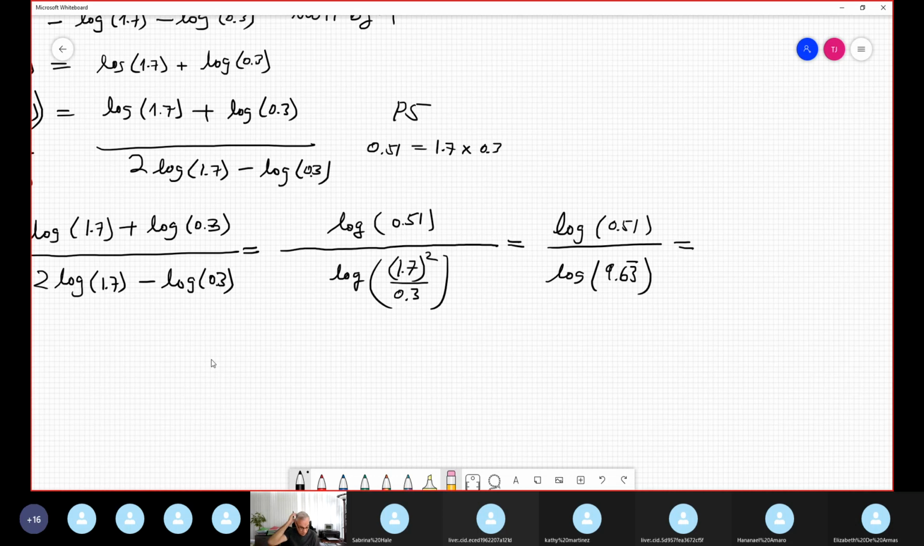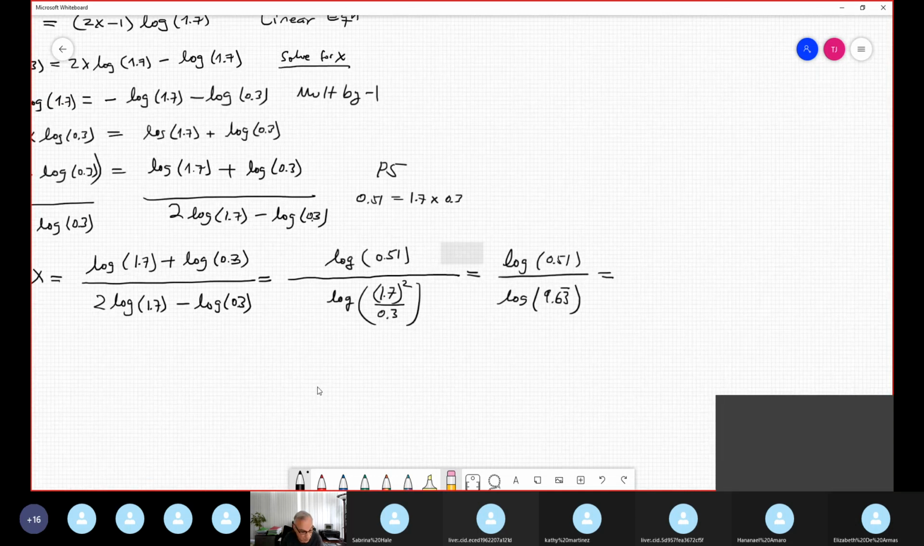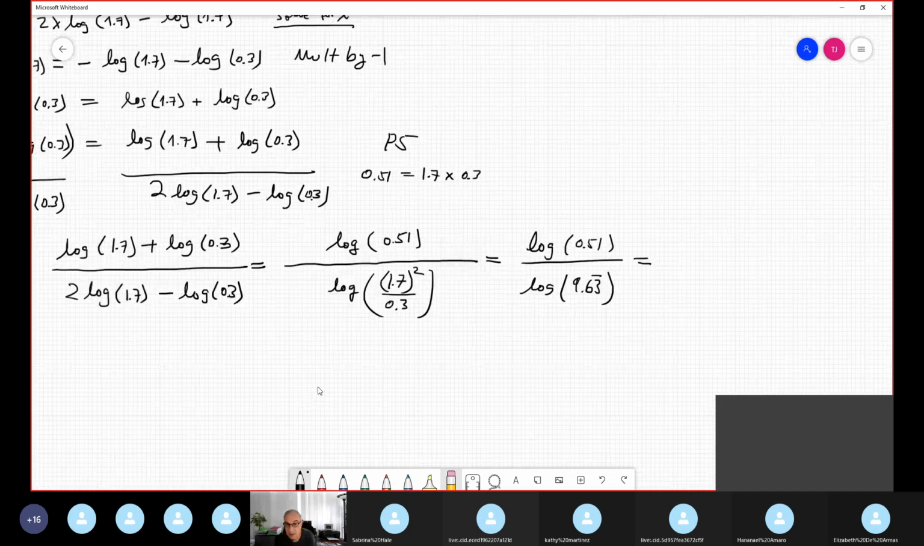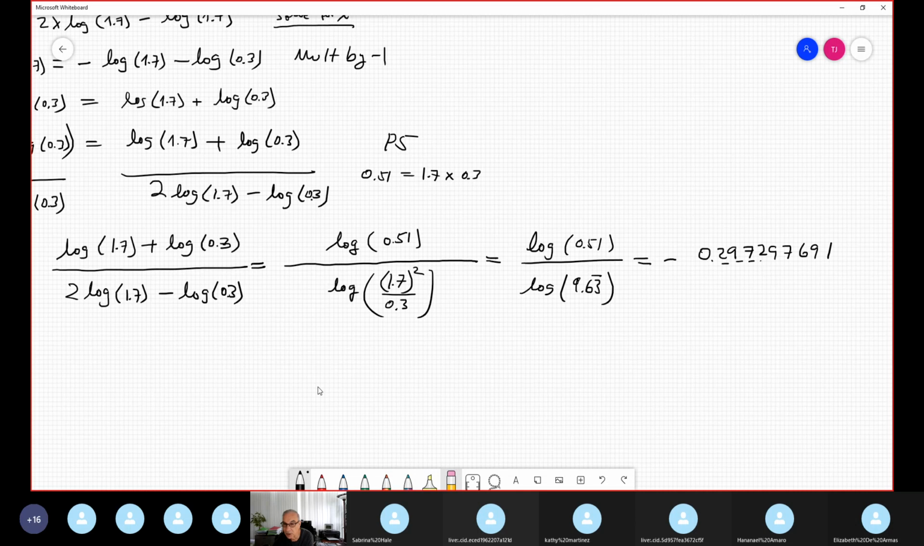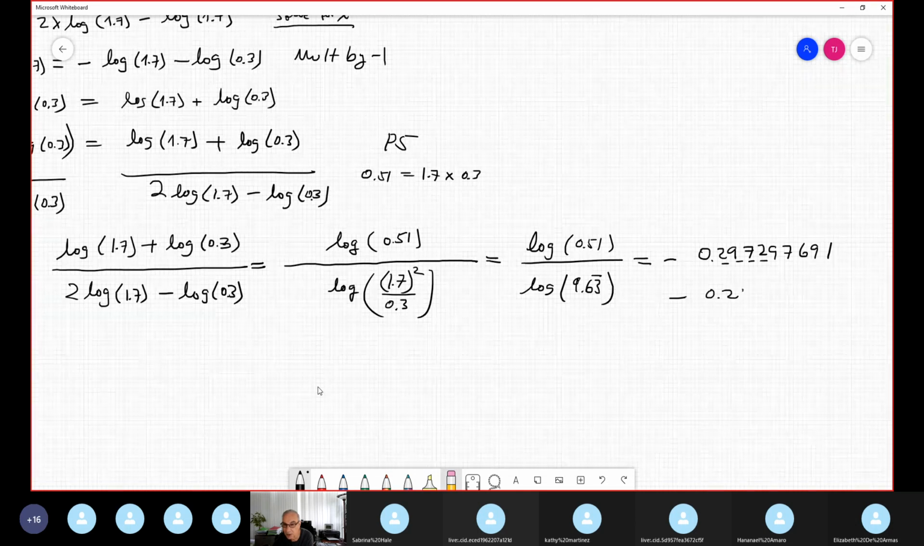Boom. Wow, I get a weird answer. What is the answer? It is negative. Exactly. Minus 0.2972976991. Suppose we need to round using 4 decimal places. Then negative 0.2973, because the 9 increases the previous digit by 1.